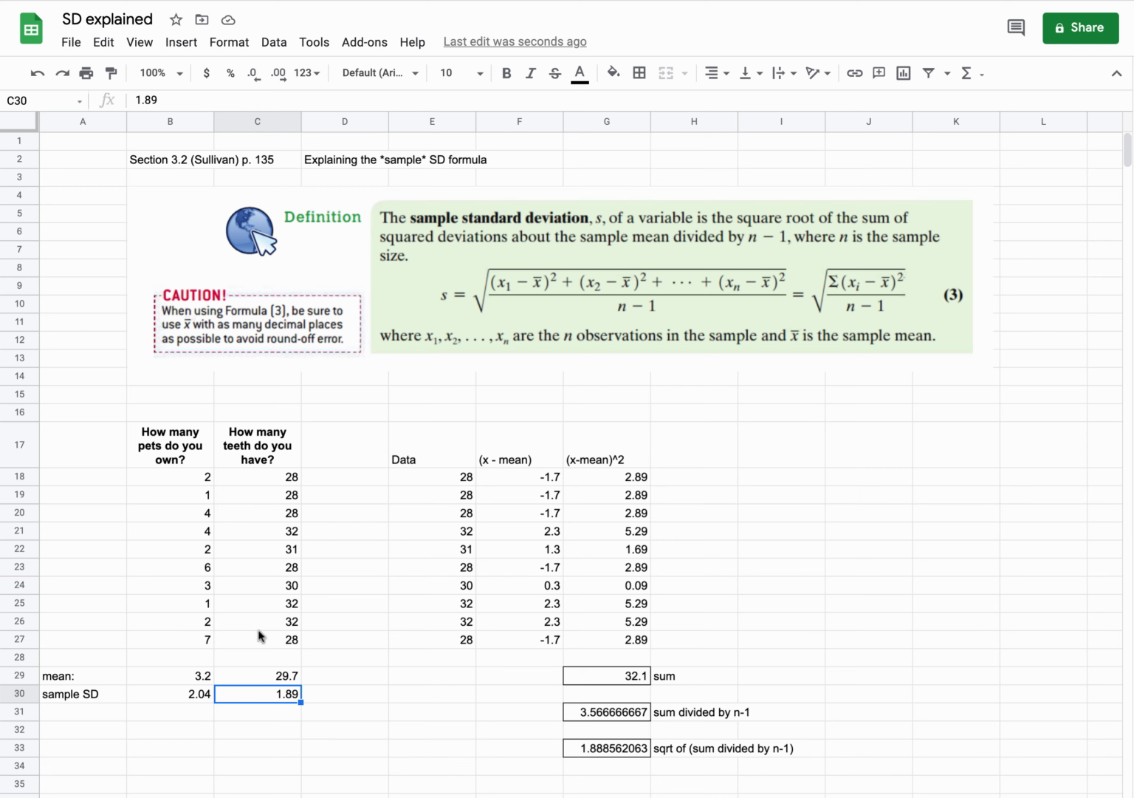There's not a whole lot of variance. There's more variation in the data for the pets than there is for the number of teeth that people have, just by a little bit. And I bet if we took a different data set that had much larger numbers, where we'd expect a lot more variety, then our standard deviation for either one of these might be a whole lot larger. So I hope that helps explain what the standard deviation formula means and how to work through it by hand in Google Sheets.